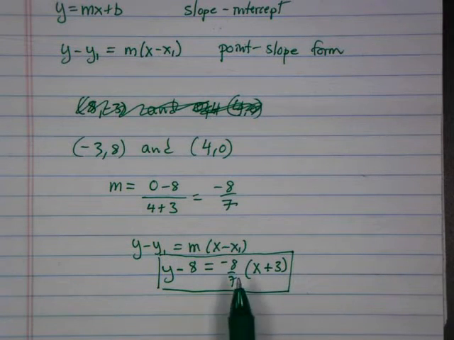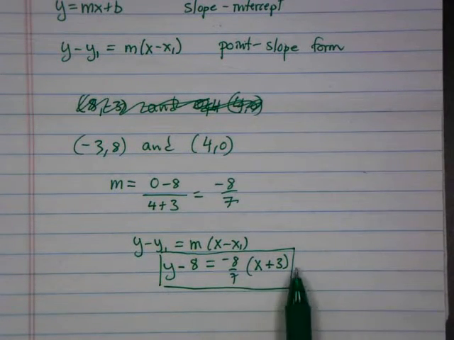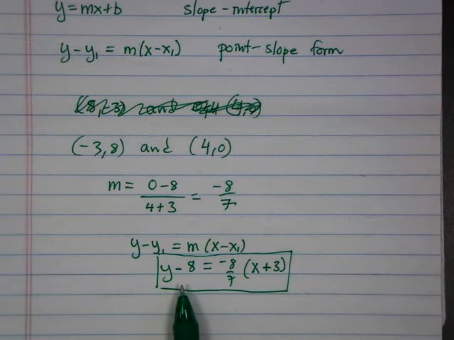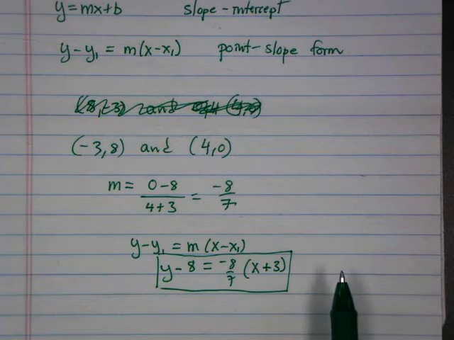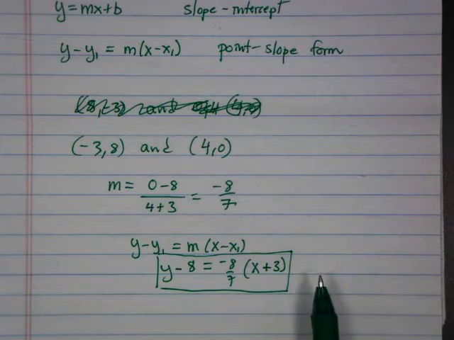Is there a way to simplify that? Absolutely. I take the negative 8/7 and I distribute it through. Then you get everything on one side, and then I add the 8. And if you do everything correctly, you should get exactly the same answer we got before. Let's do that just to make sure.